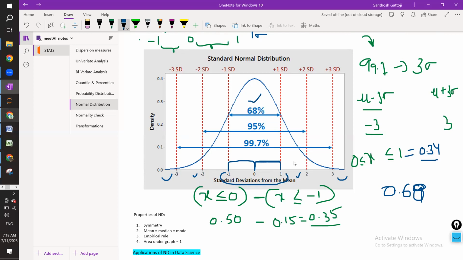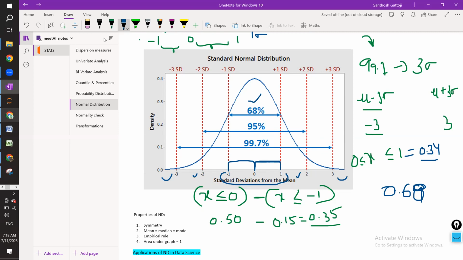I think you are comfortable now to check the z tables and do the calculations. Or you can go through this class again, how I calculated the area between minus 1 to 1. First calculate x less than or equal to 1, then x less than or equal to 0, and separate. Similarly, you can extend to minus 3 to 3 also. When you do it for minus 3 to 3, the area you will get is equal to 99.7.